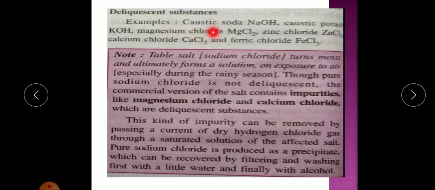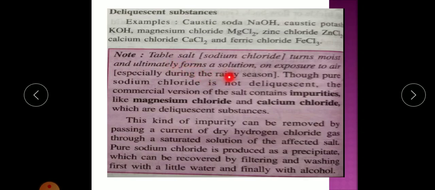Examples: caustic soda NaOH, caustic potash KOH, magnesium chloride MgCl2, zinc chloride ZnCl2, calcium chloride CaCl2, and ferric chloride FeCl3. All these are examples of deliquescent substances. That means they have the property to absorb moisture and become moist.